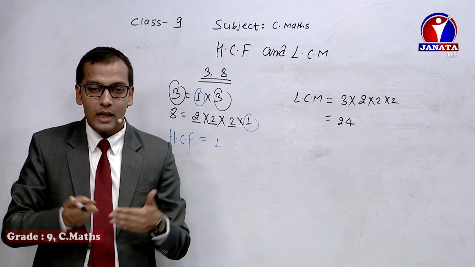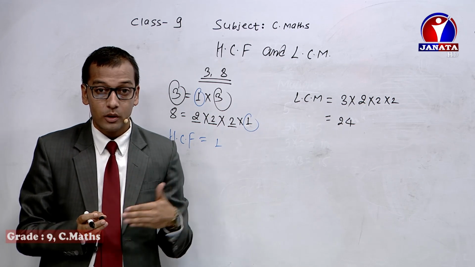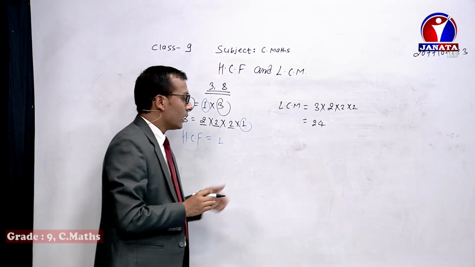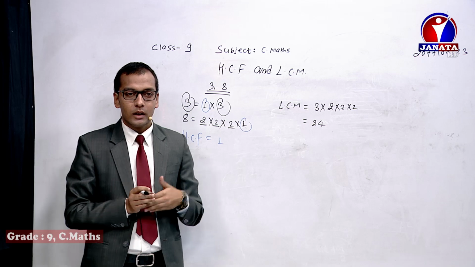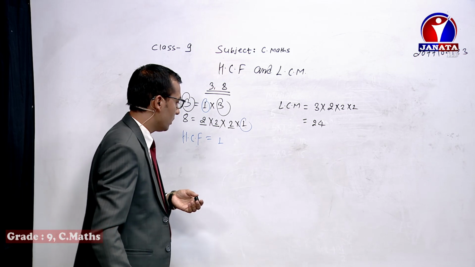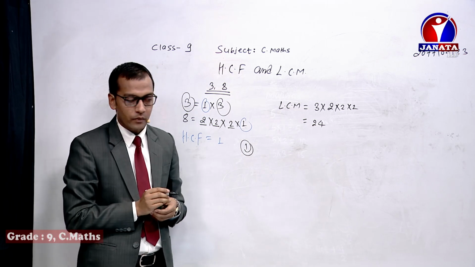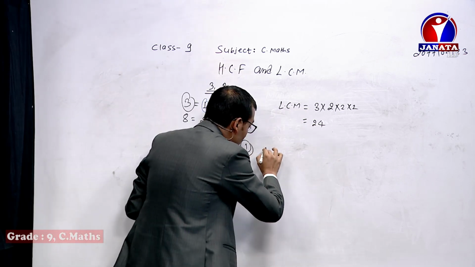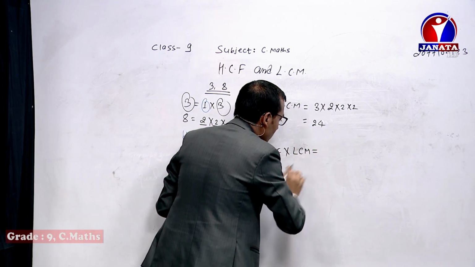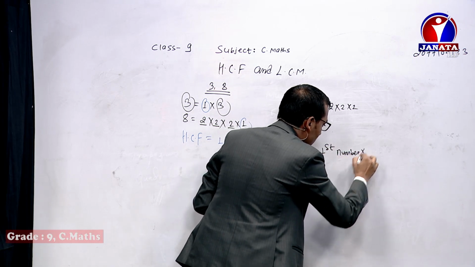Now what are the important features, the important properties of HCF and LCM? Let me talk about this. HCF times LCM is always equal to the first number times the second number. So let me write here, this is one of the properties of HCF and LCM: HCF times LCM is equal to the first number times the second number.